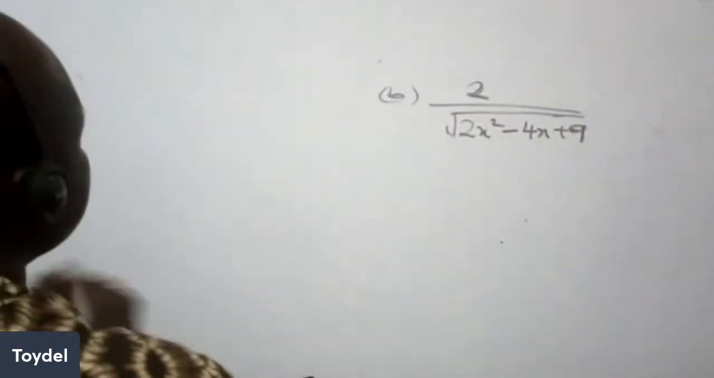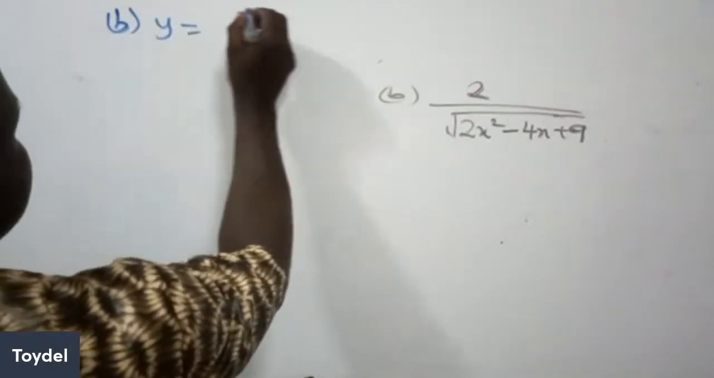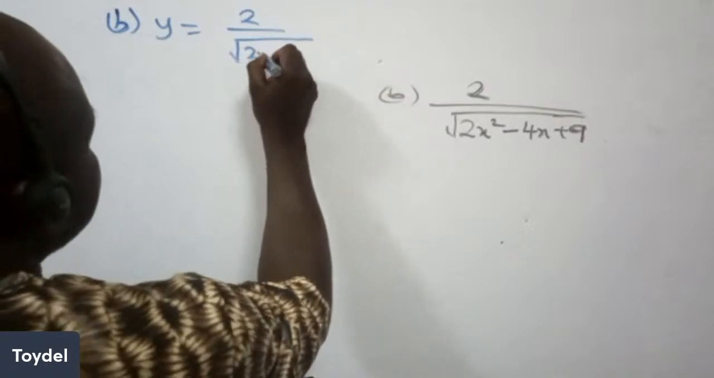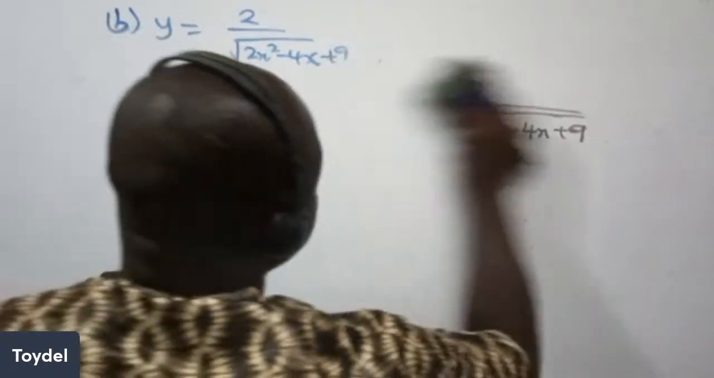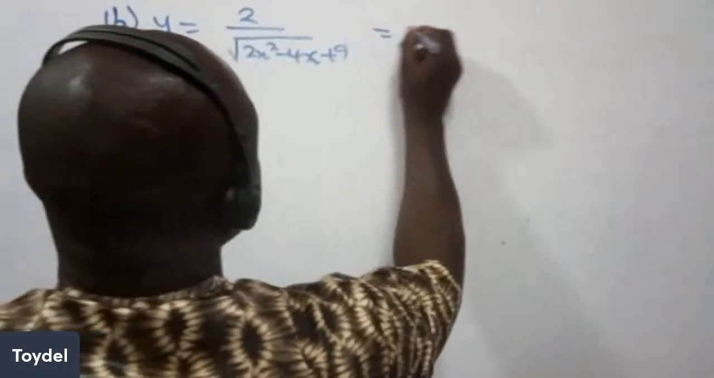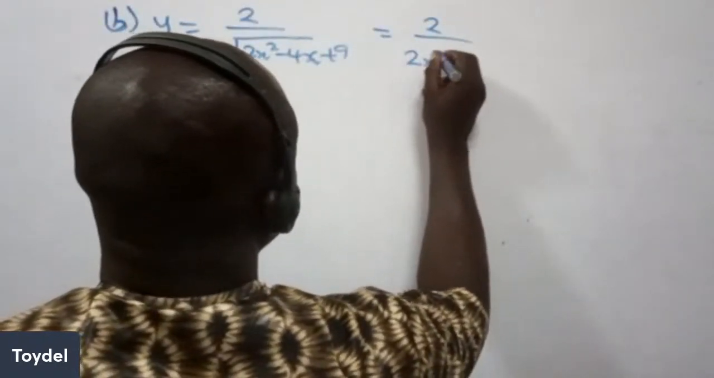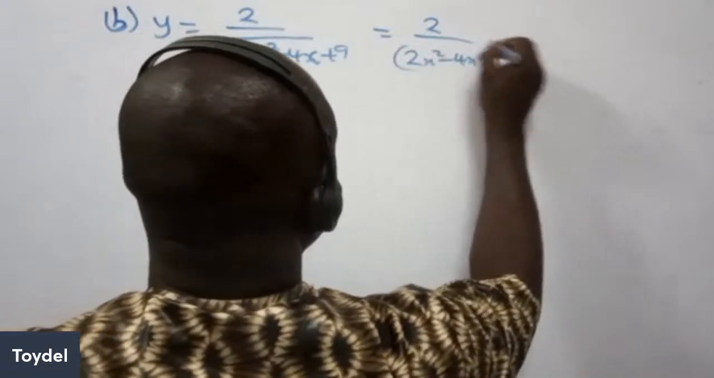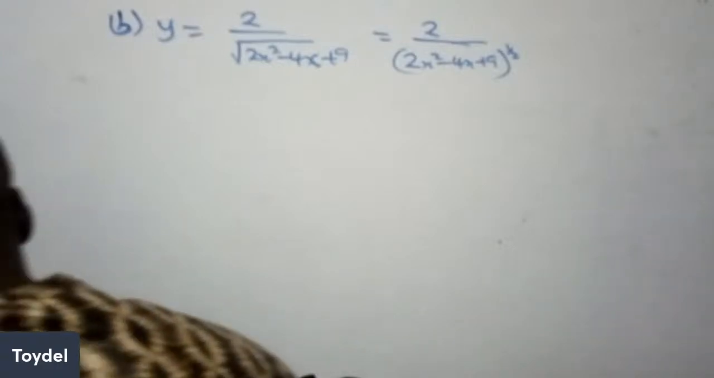Under example 2, the second question is we have y equal to 2 all over square root of 2x squared minus 4x plus 9. That's what we are given. So this is the same thing as using 2 all over (2x squared minus 4x plus 9), everything raised by half. That is what we are going to get.